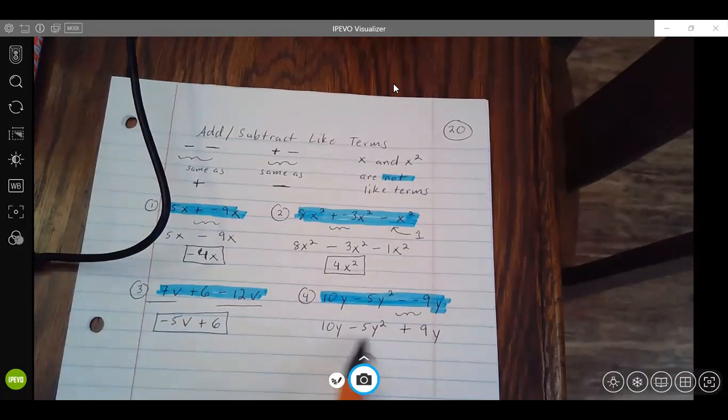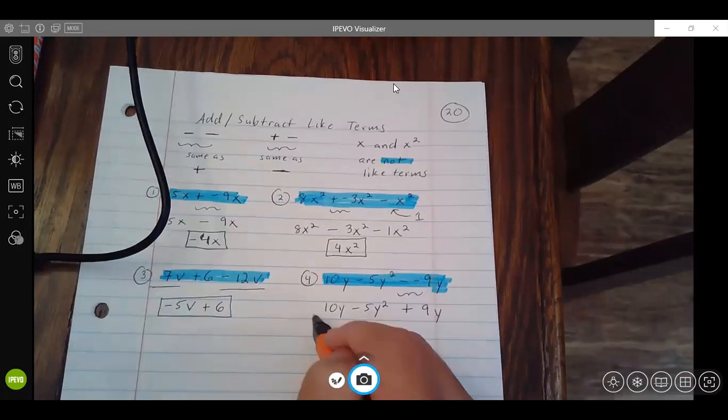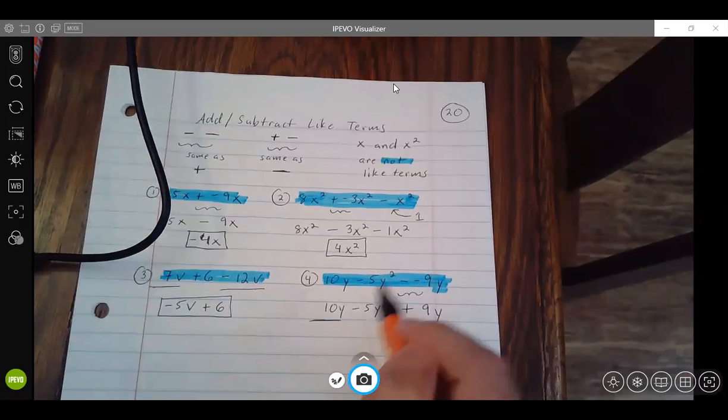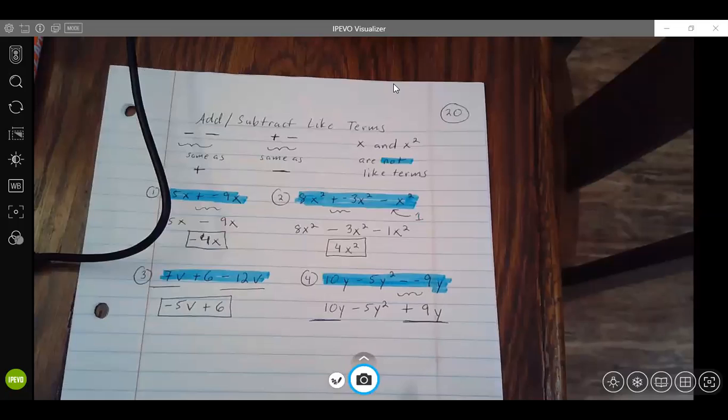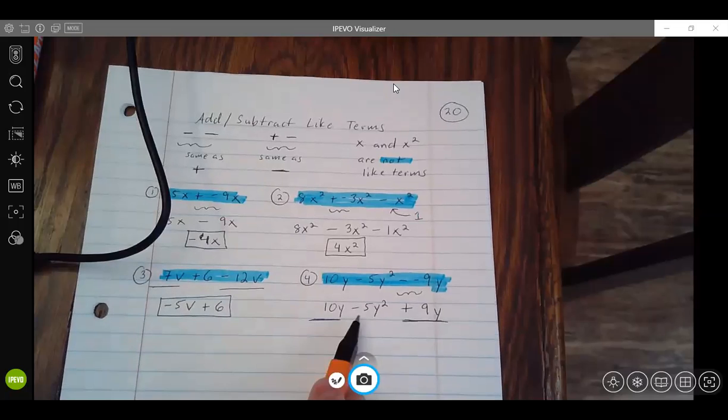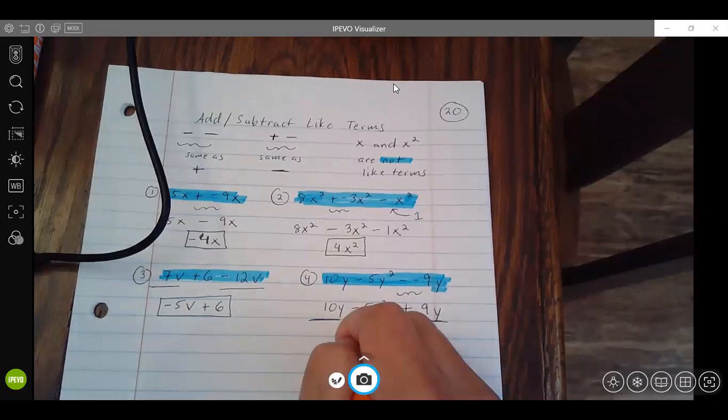Okay, so I have y's, right? The y squared isn't the same thing as a y. So I have a positive 10y plus 9y. So I have 10 plus 9. That minus goes with the 5y squared, so that doesn't affect the y's. 10 plus 9 gives me 19, so I have a 19y.